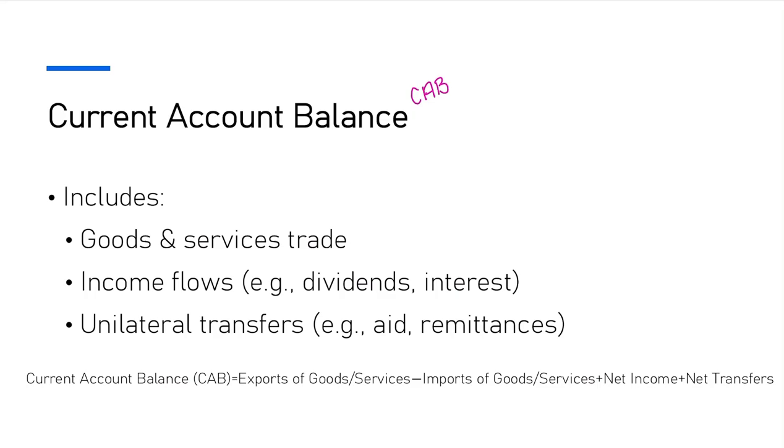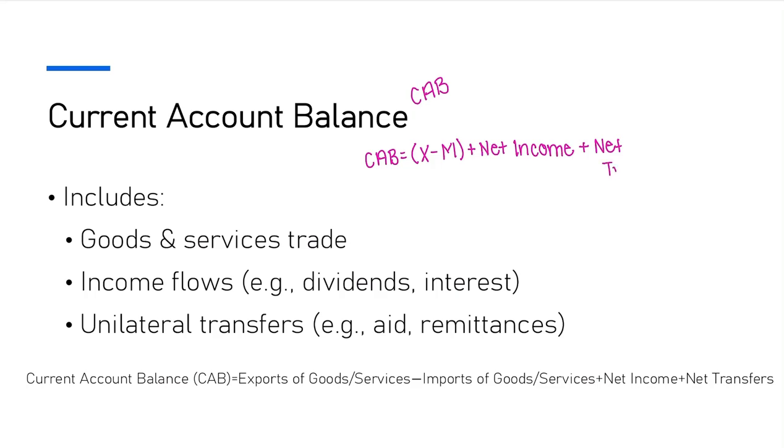So this is things like aid or products, goods, and services, the value of those that we're sending to other countries. And the formula for your current account balance is exports minus imports plus net income plus net transfers.